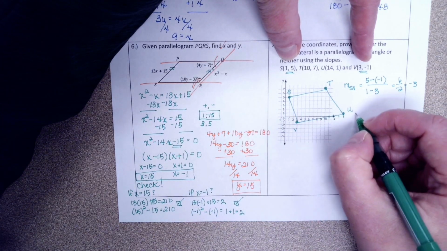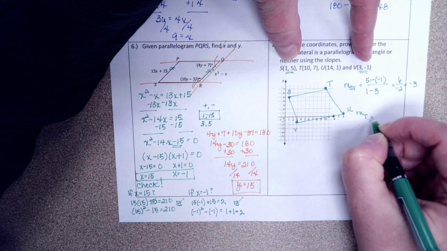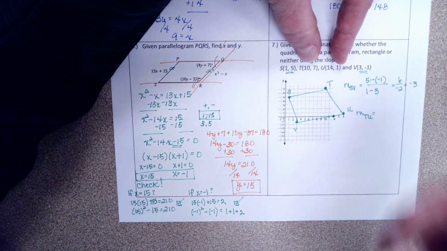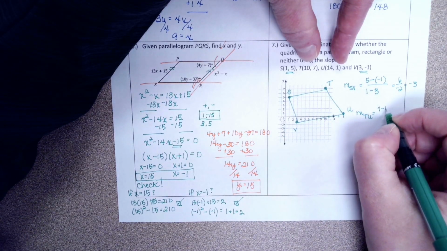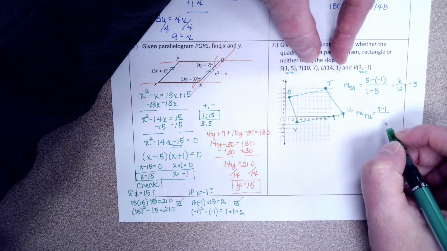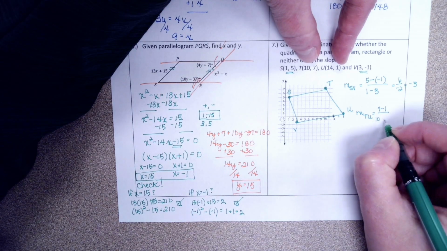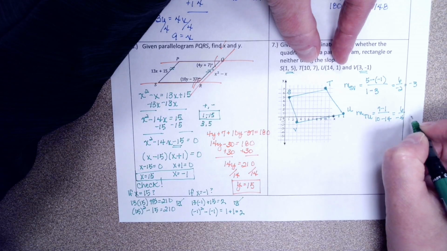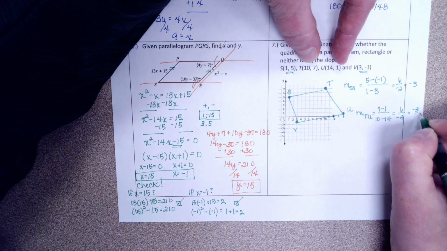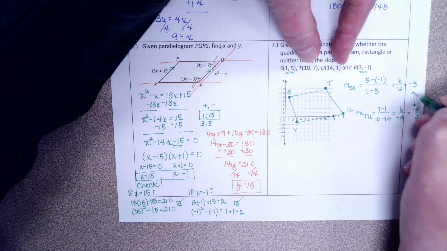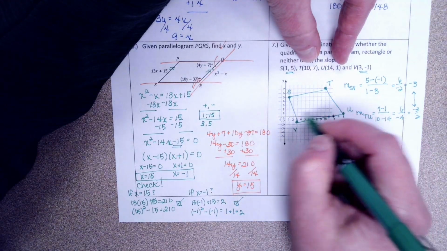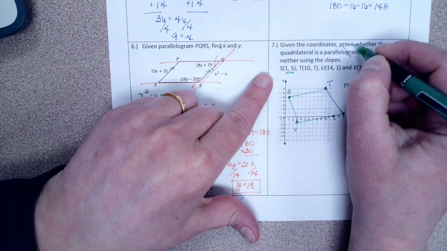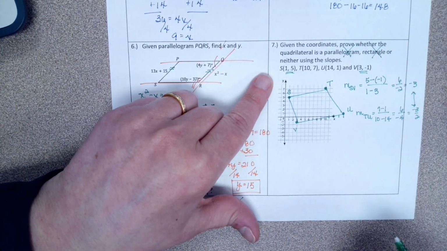Now if I check the slope of T to U, that would be these guys. Again, it doesn't matter which one I start with. So if I start with T, I would have 7 minus 1 over, if I started with T on the top, I have to start with T on the bottom. So I'll have 10 minus 14. Well, that's going to get me 6 over negative 4, which is going to be a negative 3 halves. These are not the same, which means these sides are not parallel. And if those aren't parallel, then it cannot be a parallelogram and it cannot be a rectangle.